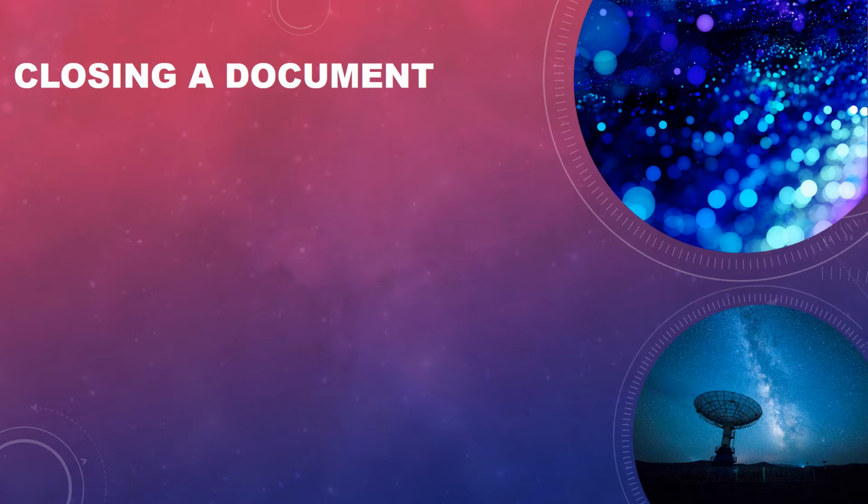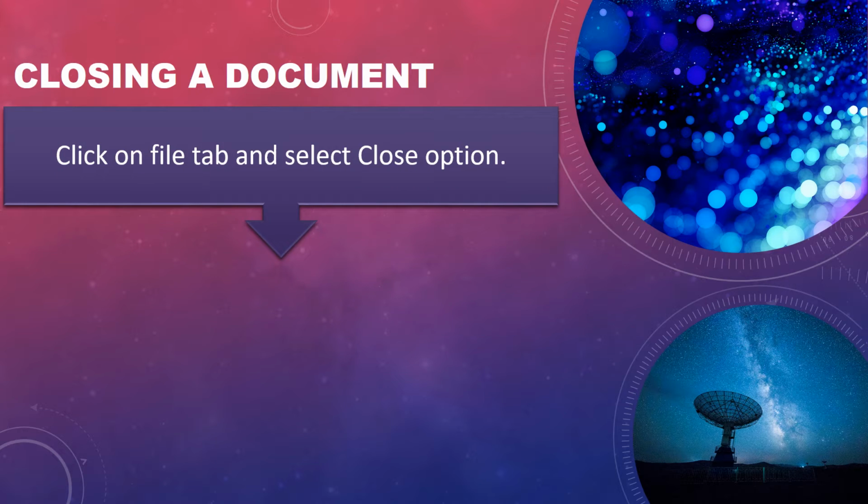For closing your document, once you have finished editing, typing and formatting the text, you want to save it. And after saving, the next step is to close it. Now how can we close our document? Just simply click on the File tab and you can see many options over there. You need to select the Close option.